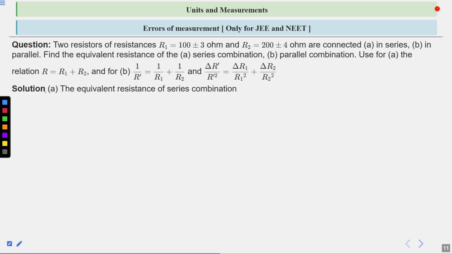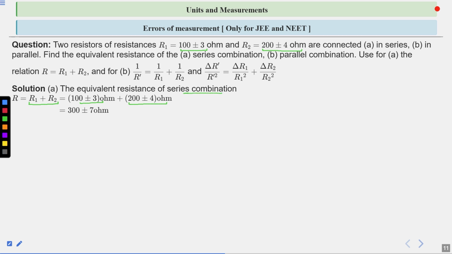So first is the equivalent resistance of the series combination. If we talk about the series combination, the resistance will be added end to end. So R1 plus R2. Here R1 is 100 plus minus 3 ohm and R2 is 200 plus minus 4 ohm. So 100 plus minus 3 ohm plus 200 plus minus 4 ohm. This is for the series combination.